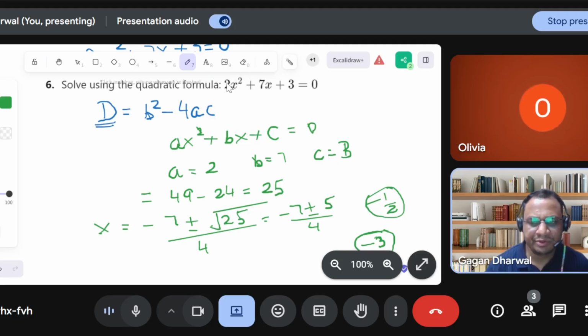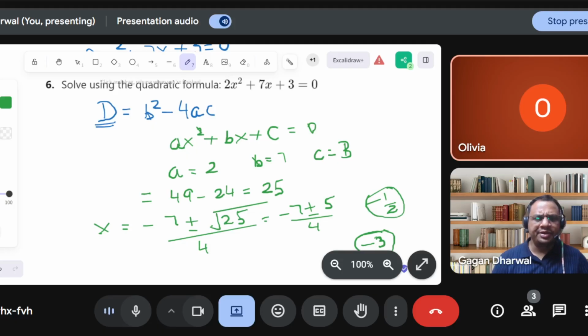No doubts about the standard quadratic equation or what a quadratic equation is? No doubts on the quadratic formula, right? Super. So that's all about the quadratic formula. In the next meeting, we'll discuss completing the squares and the splitting the middle term method.